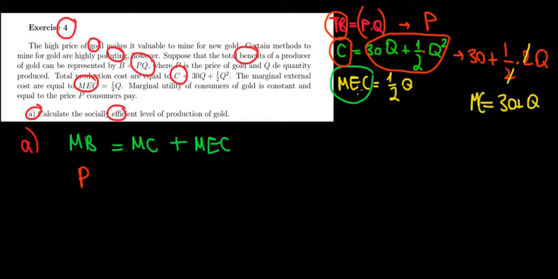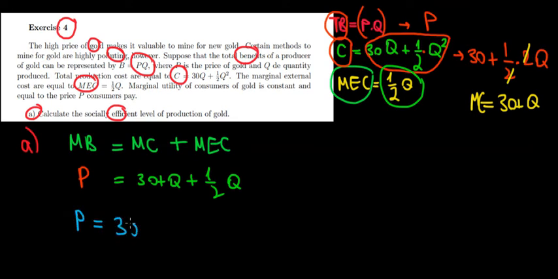We got the marginal external cost. We can substitute everything into our relationship. So we will have the price equal to the marginal cost of 30 plus the quantity and plus the marginal external cost, which is 1 over 2Q. So plus 1 over 2Q. Now let's write this in a better way. We have price equals to 30 plus. What is Q plus a half Q? Well, that's 1 plus 1 over 2, which is 3 over 2 times the quantity.